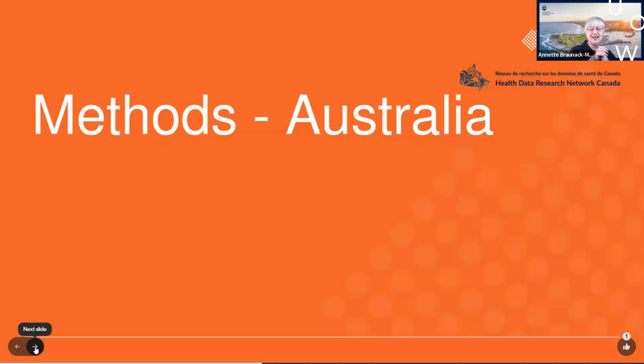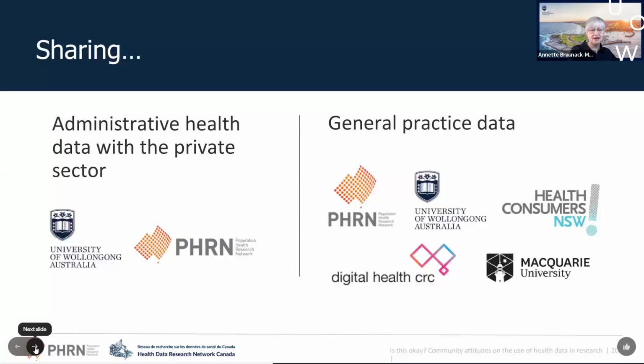Right. Thank you, Julia. I'm going to talk about some work that colleagues and I have done over the last 5 years now with the support of the Population Health Research Network and a growing group of collaborators. So 2 areas of work. The first, exploring community views about the appropriateness of using administrative health data with and by and in the private sector. And the second area of work, with the support of the PHRN, my university, Wollongong, Health Consumers New South Wales, Macquarie University, and funded by the Digital Health Cooperative Research Centre, focusing on community views, knowledge about, and attitudes towards the use of general practice data, predominantly for research purposes.